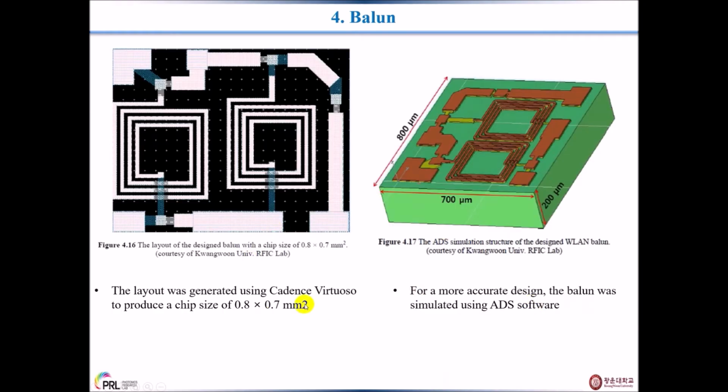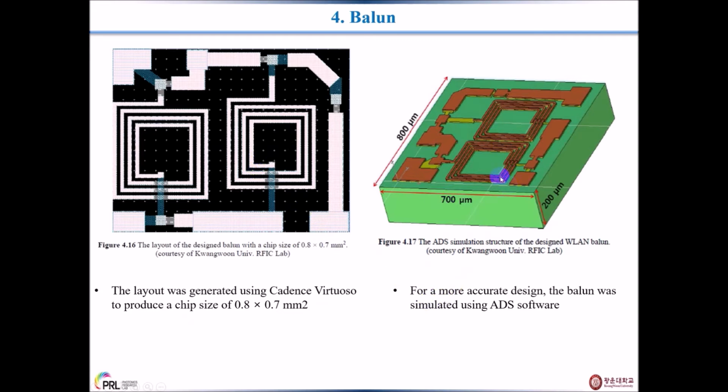This one is the layout of the balun design, whose chip size is 0.8 by 1.0 by 0.7 mm square, and the layout was generated using Cadence and Virtuoso to produce this dimension of the balun.